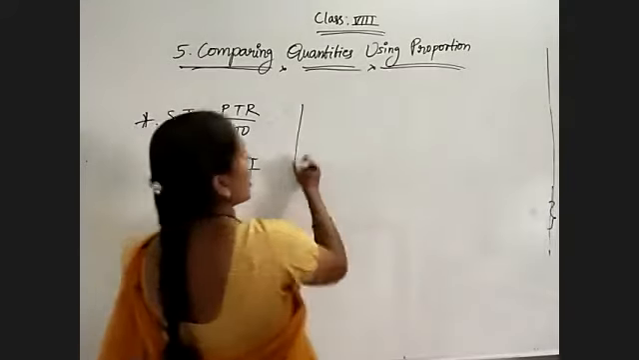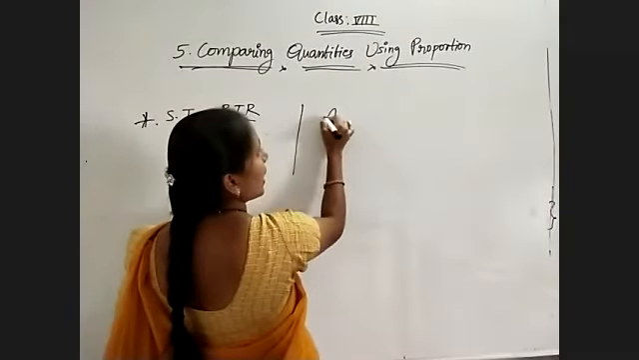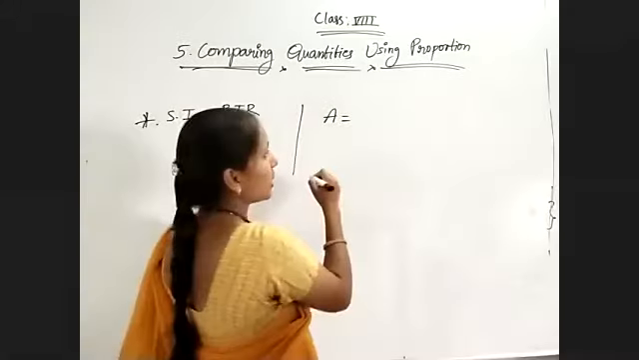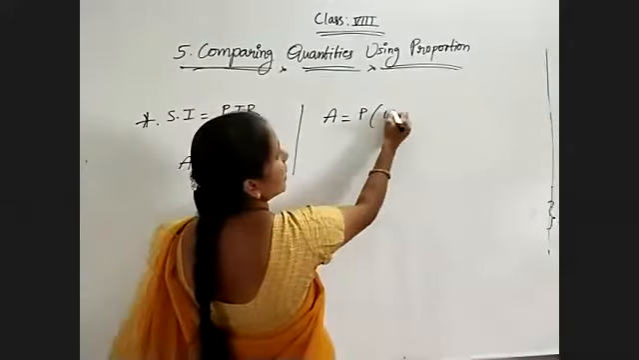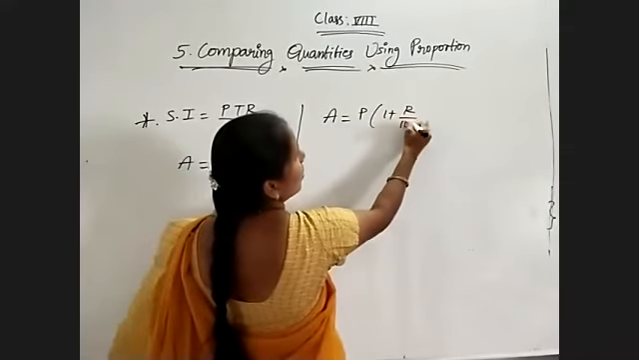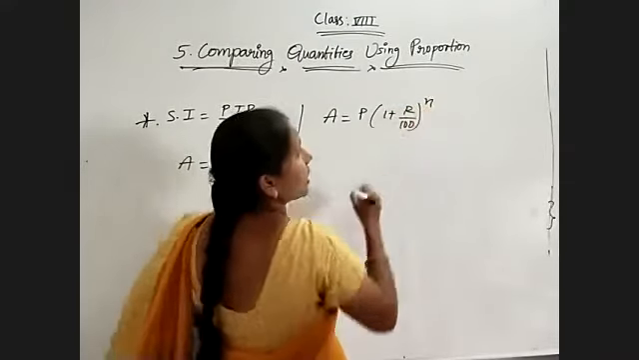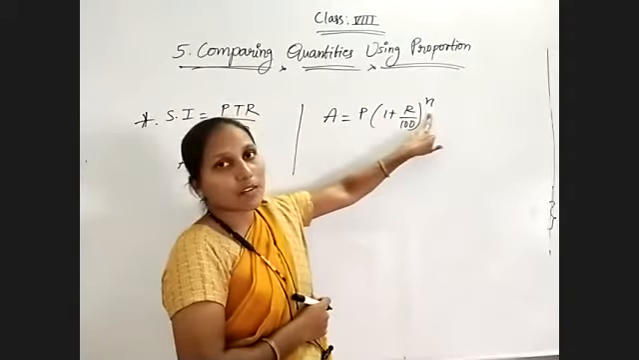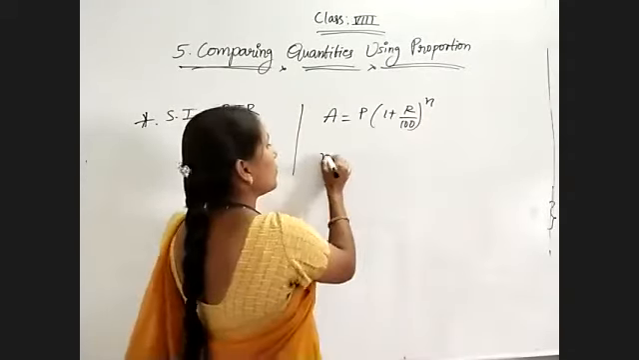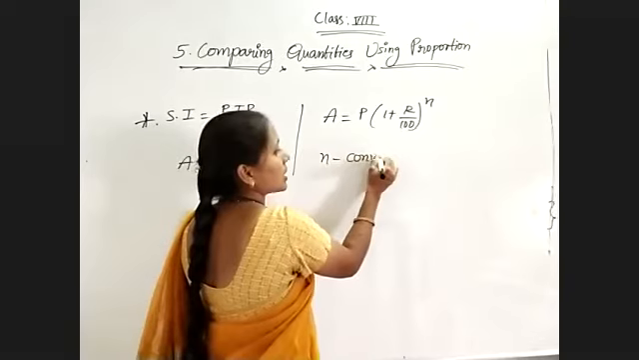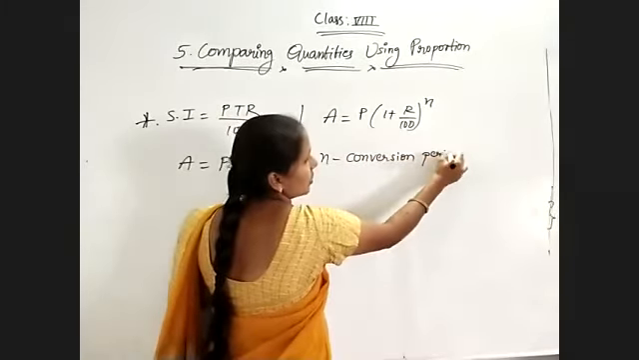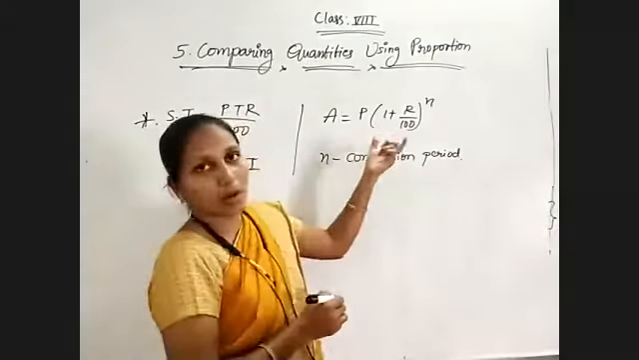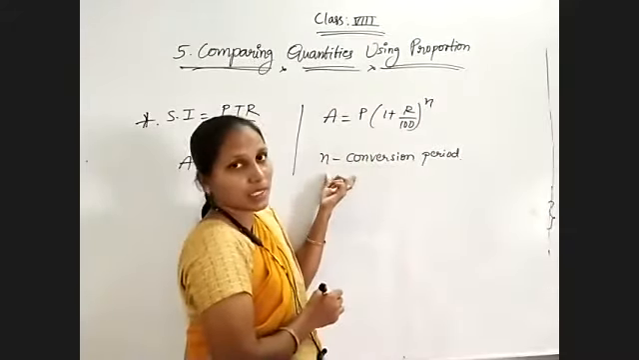And coming to compound interest, we have the amount in case of compound interest as P into 1 plus R by 100 whole to the power of N. Here N is known as the conversion period. Yesterday I told you N is known as the conversion period. Yesterday we just took the formula, and now let us observe what is meant by conversion period.